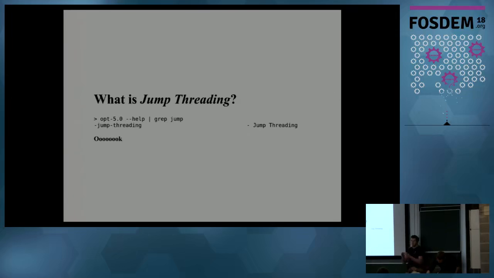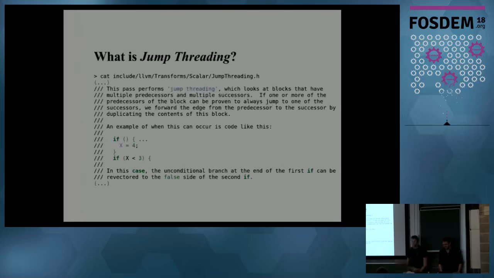Because there is very low support for documentation of passes in LLVM. If you ask for the documentation of jump threading, because you don't know what this is, you can get the help, and jump threading is jump threading. So it doesn't help much. But well, we all know that the good way is to go through the code and then read the comments, and then you know what is jump threading, and maybe you can use it the proper way.